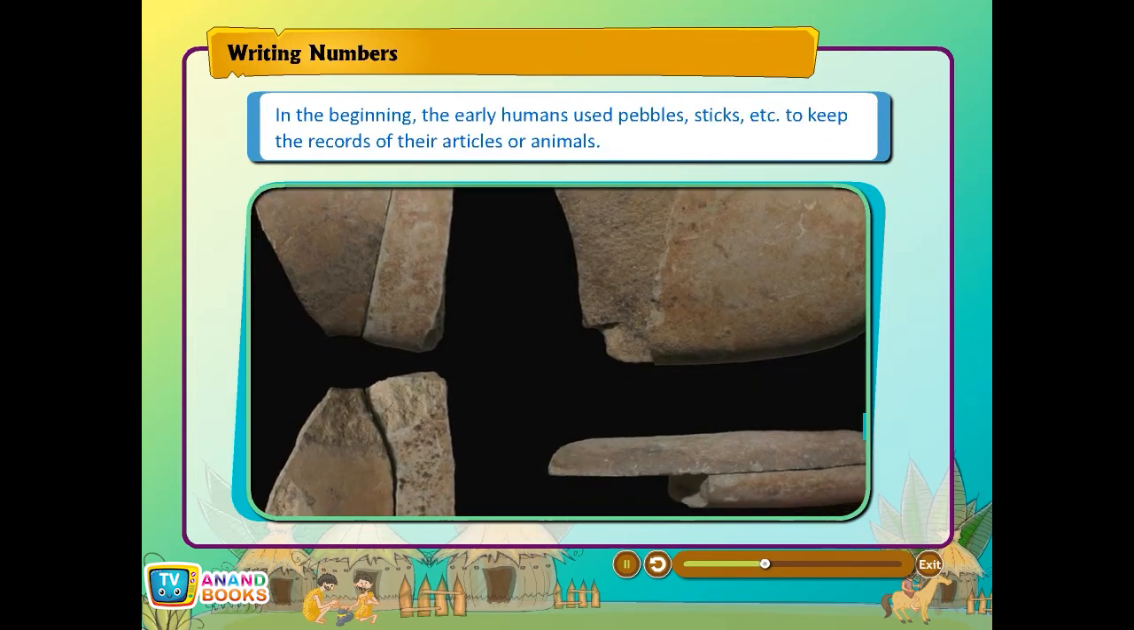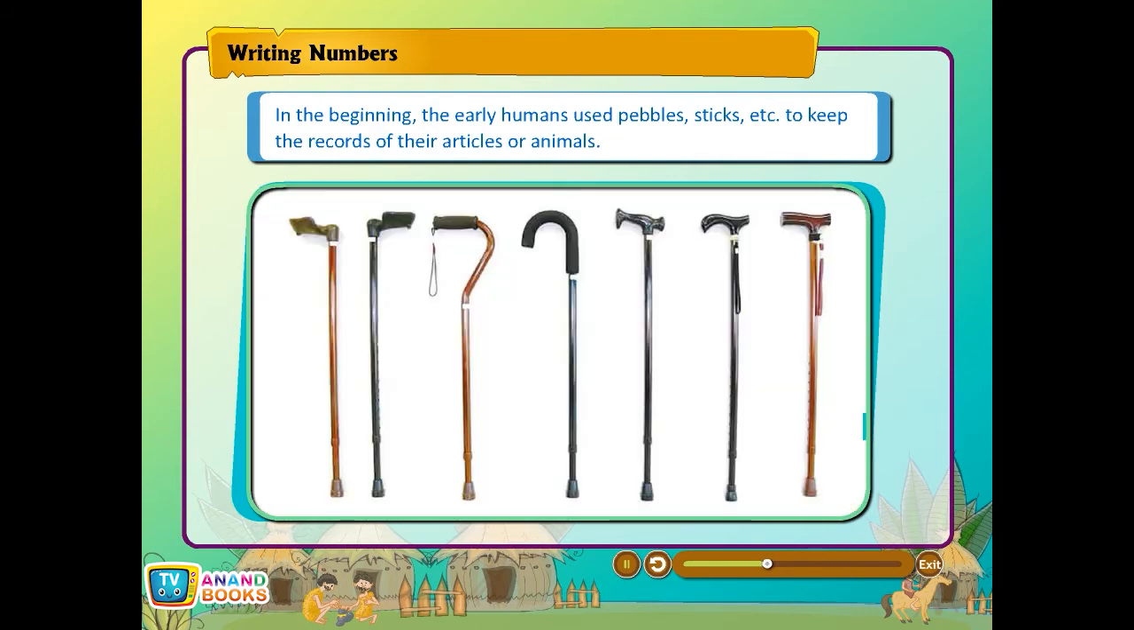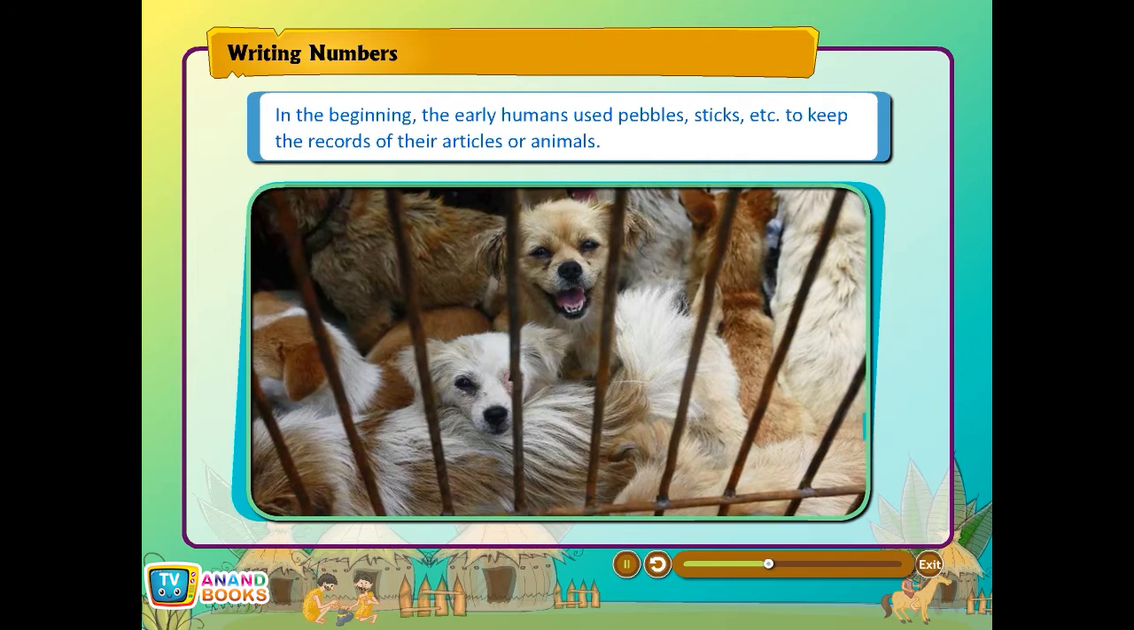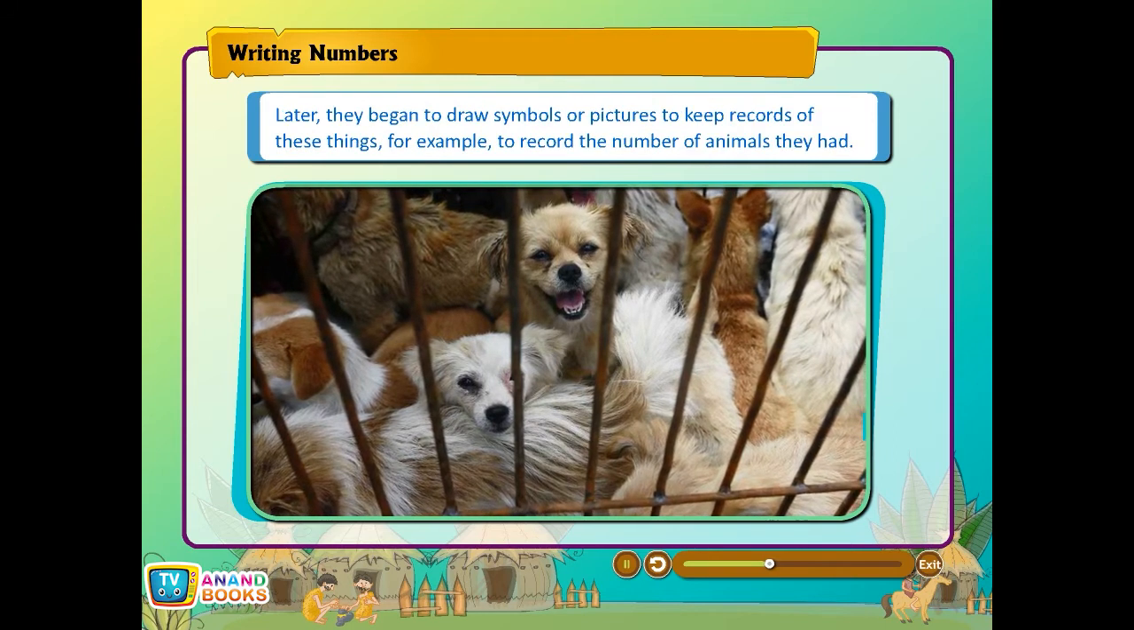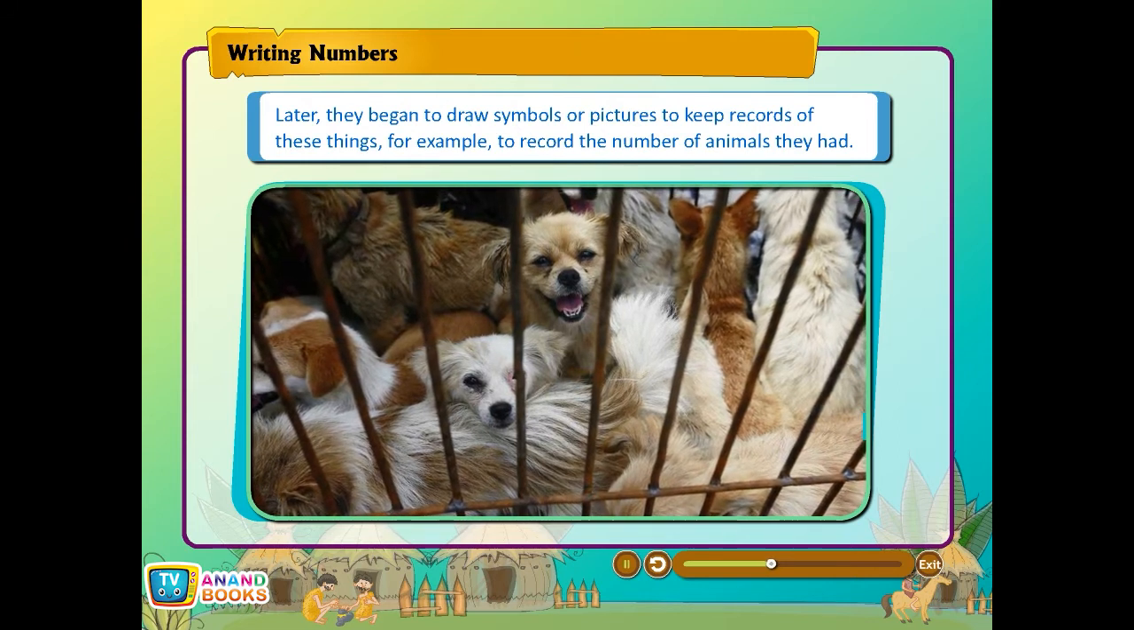Writing numbers. In the beginning, the early humans used pebbles, sticks, etc. to keep the records of their articles or animals. Later, they began to draw symbols or pictures to keep records of these things.